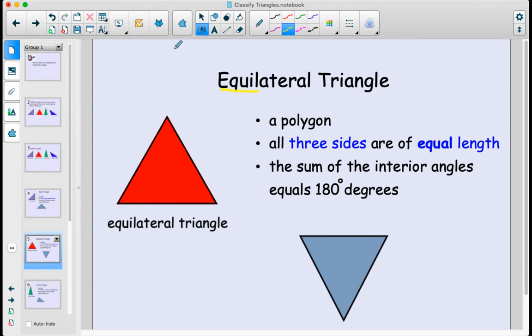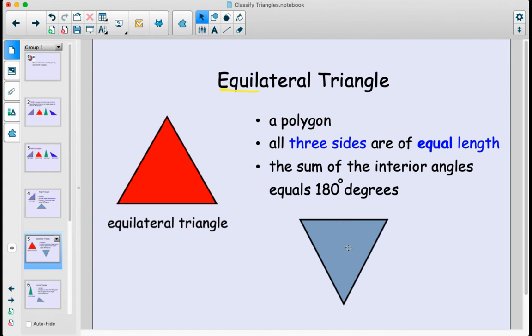All of the sides, the sum of the interior angles, is always going to equal 180 degrees. And remember, the triangle can be sitting in many different ways. It does not have to be sitting on its base to still be an equilateral triangle.